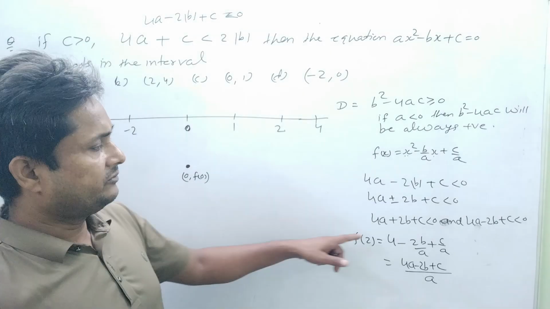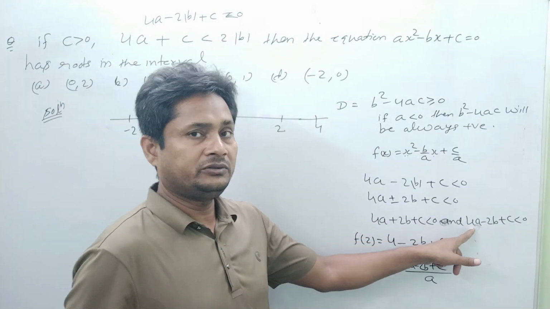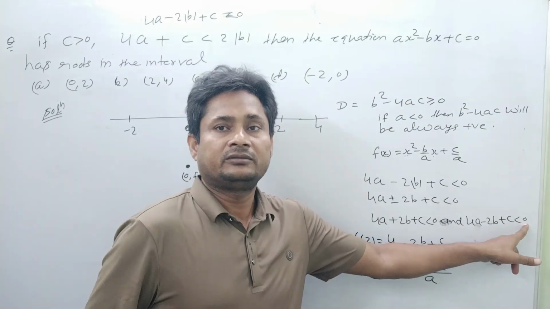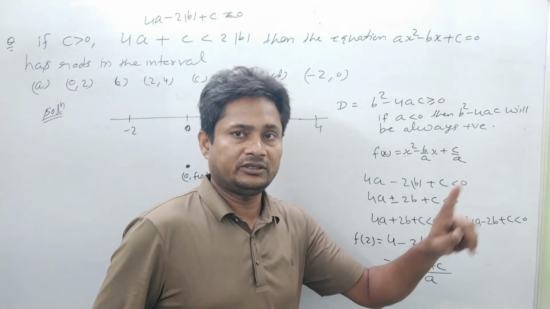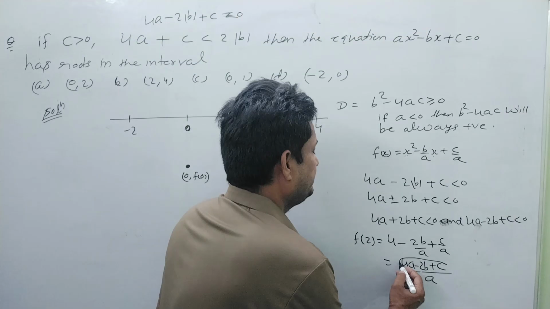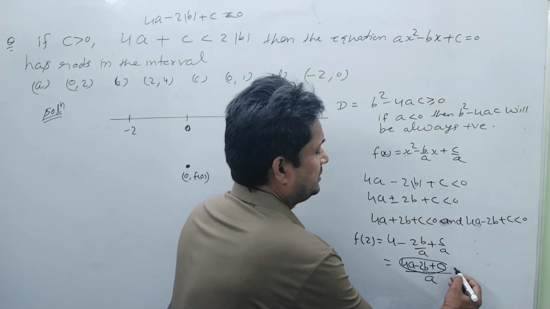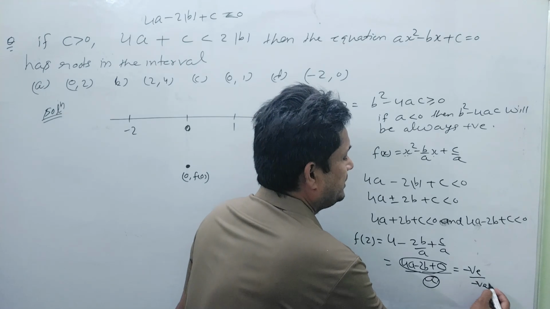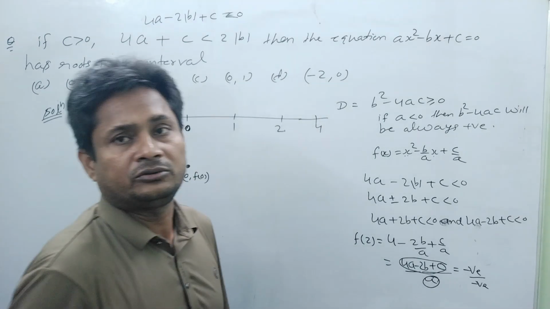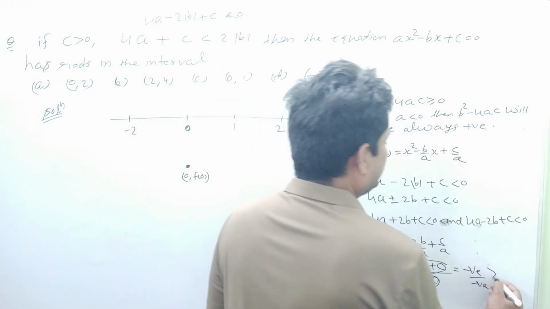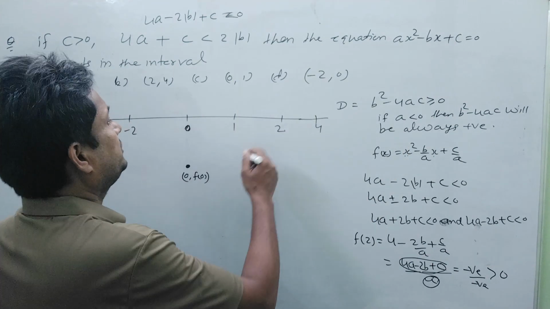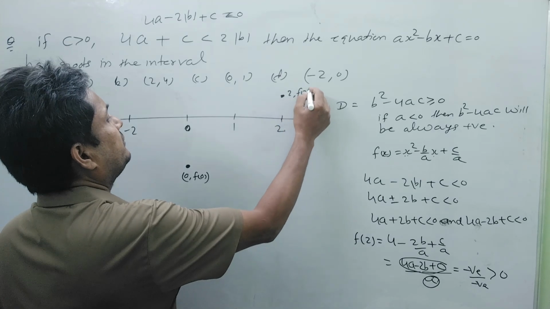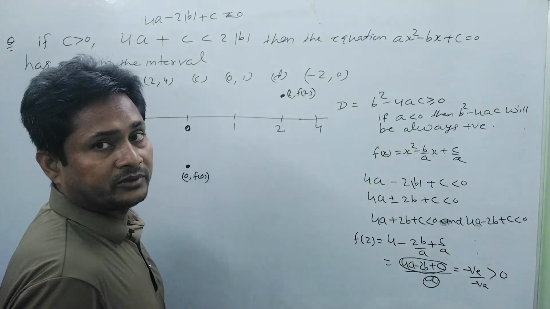And see here, from these two inequalities, 4a minus 2b plus c is a negative number. This is negative, and a is also a negative number. That means the multiplication of these two numbers will always be a positive number. That means f of minus 2 is positive. Let's say here it is minus 2 comma f of minus 2. So this is coming as a positive number.